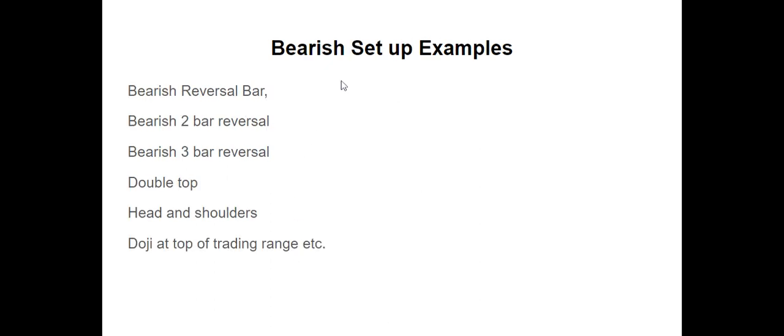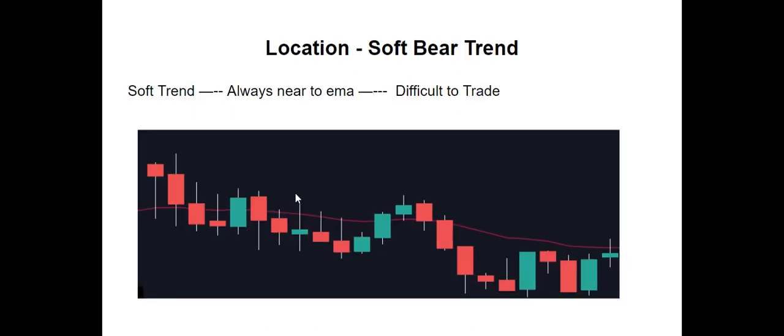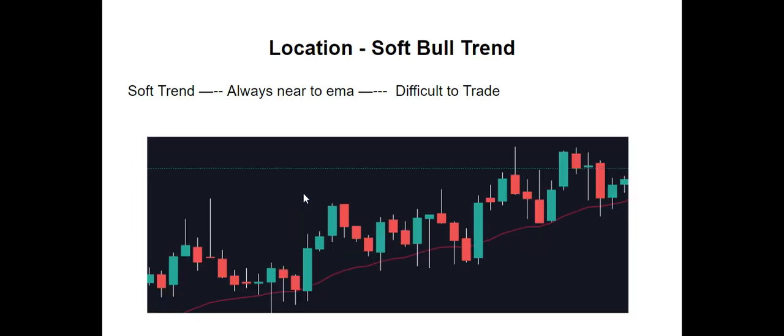Now, bearish setup examples. You have bearish reversal bar, bearish 2 bar reversal, bearish 3 bar reversal, double top, head and shoulders, doji at top of the trading range. These are not the only setups. There are so many setups. I will cover in detail many setups in another video. So let's look at this. Now let's look at a bear trend.